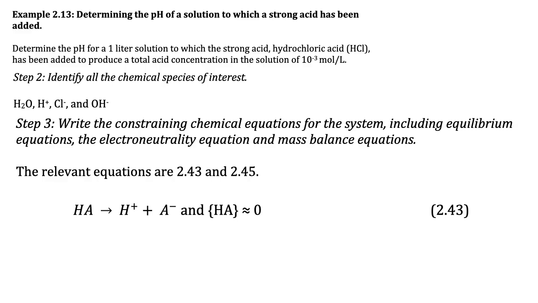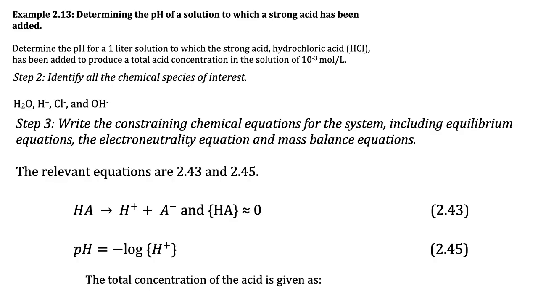In this case, we started off with a concentration of 10 to the minus 3 moles per liter of the acid added to solution. So that means we're going to have added 10 to the minus 3 moles per liter of H plus and an additional 10 to the minus 3 moles per liter of the conjugate base, in this case, the chlorine ion. Recall also our definition of pH is equal to the negative log of the hydrogen ion concentration. So in this case again, the total concentration of the acid added to solution is 10 to the minus 3 moles per liter.